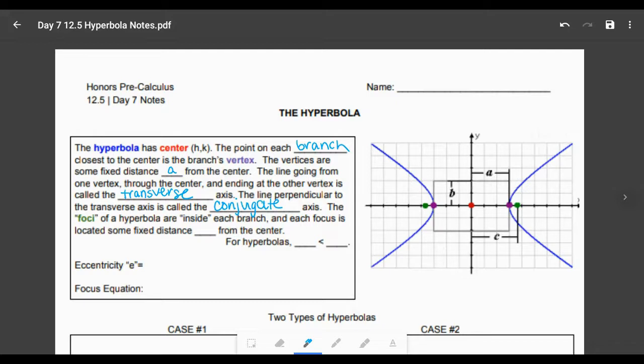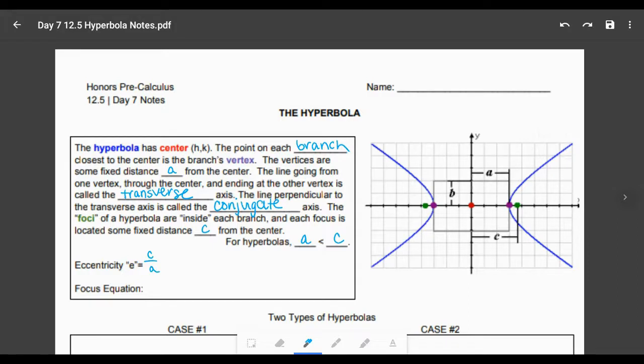All right, the foci, which are labeled in green on this graph, are inside each branch, and each focus is located at some fixed distance c from the center. Now, for hyperbolas, a is always less than c. Eccentricity is still c over a.